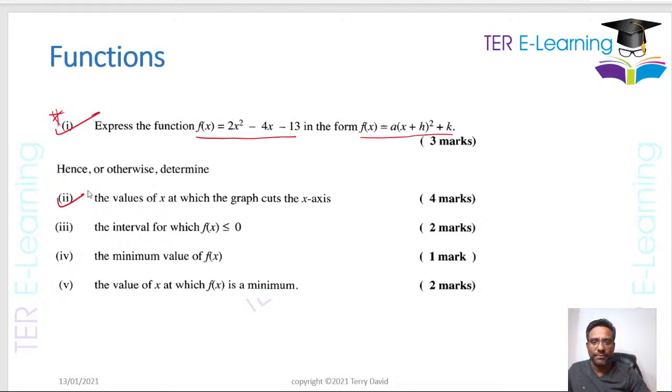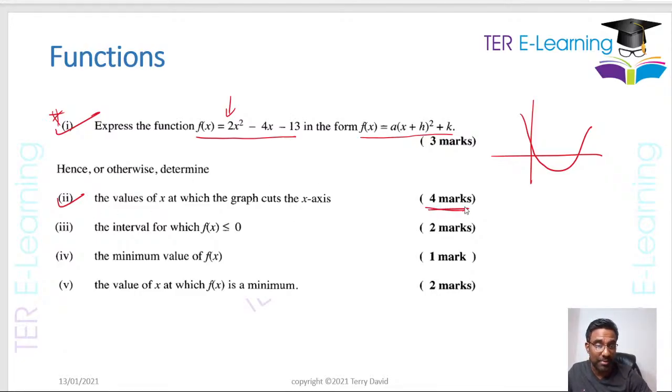For part 2 now, they want the values of x at which the graph cuts the x-axis. Where does the graph cut my x-axis? Now remember, let's do a little quick sketch to see what this graph is going to look like. Now the graph's a is 2 here, so therefore we know the graph has a minimum value. It's going to look like this. We don't know where the graph is cutting the x-axis, but they want to know.